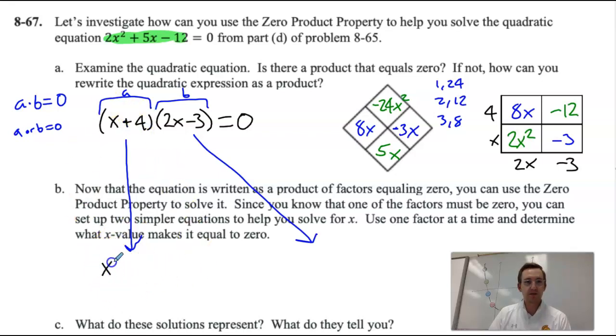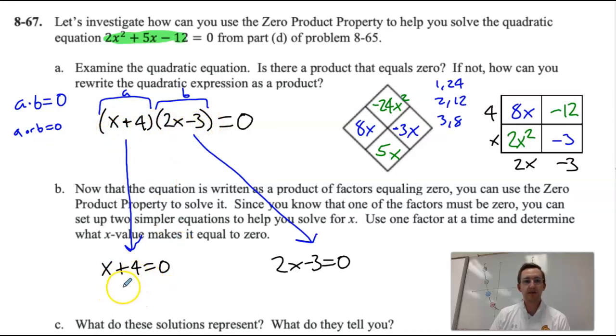So x plus 4 is equal to 0. And also 2x minus 3 is equal to 0. Again, because when we multiply these two things together, they equal 0, so one of them has to be equal to 0. So whatever value we plug in for x has to make one of these two things equal to 0. So let's solve for x.